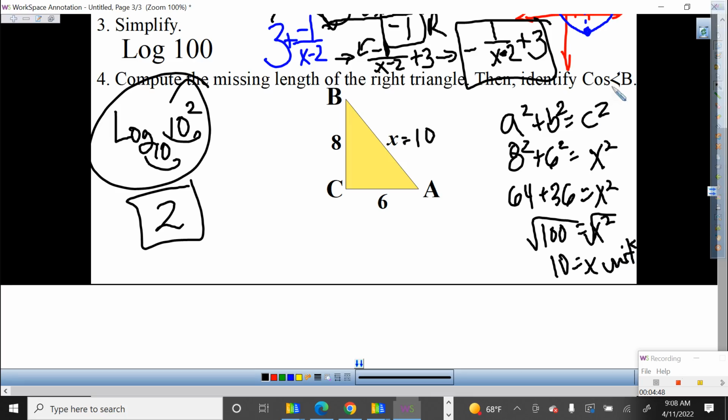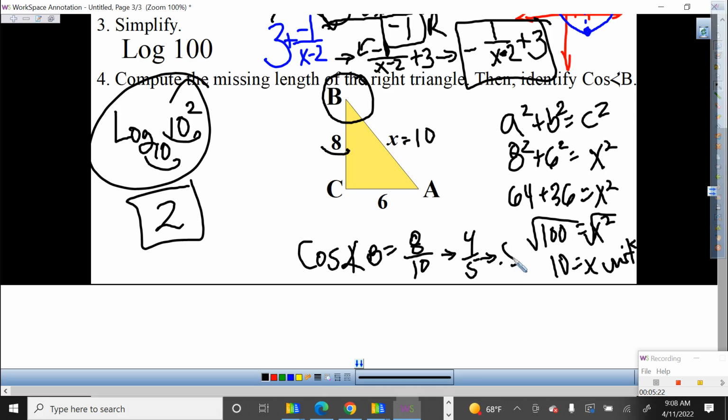However, they want us to compute the cosine of angle B. So I need to identify my angle first. Here's my angle. And cosine, we know it's not opposite over hypotenuse, it's adjacent over hypotenuse. So which one's next to this angle? 8 over the hypotenuse, which is 10. So cosine angle B is 8 over 10, which is 4/5, or 0.8.